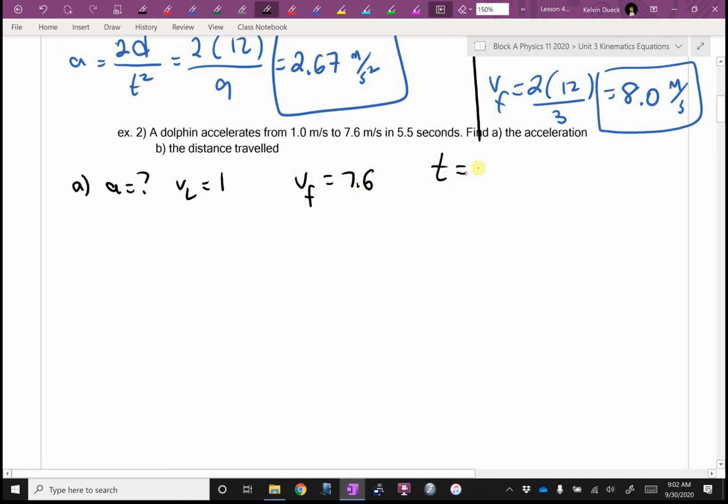Are all my units nice units, or do I have to do any conversions? So if I'd noticed that there was yucky units, I would have put the units next to them, but I'm lazy. They're all good. I'm looking for an equation that has an A, a VI, a VF, and a T in it. There is one.